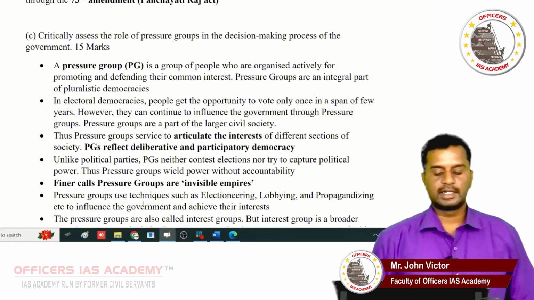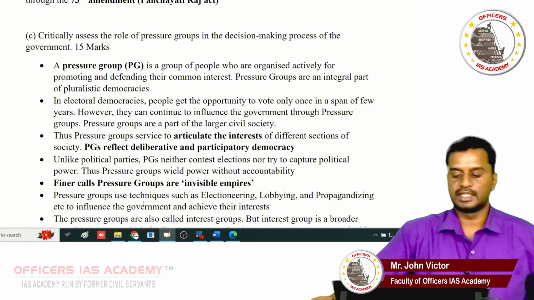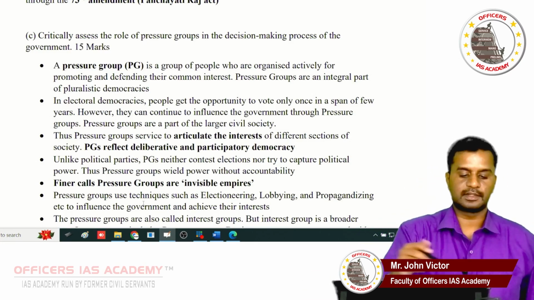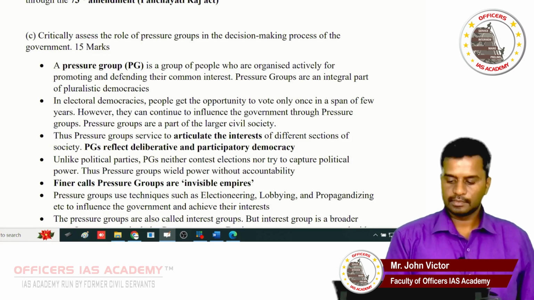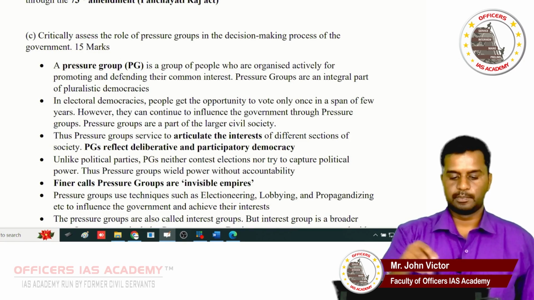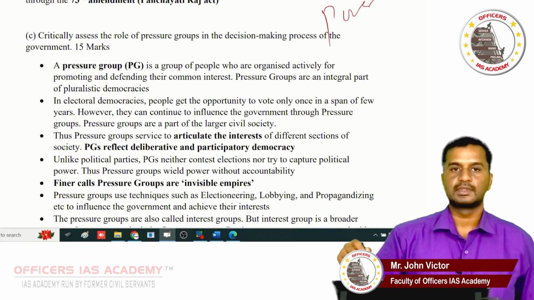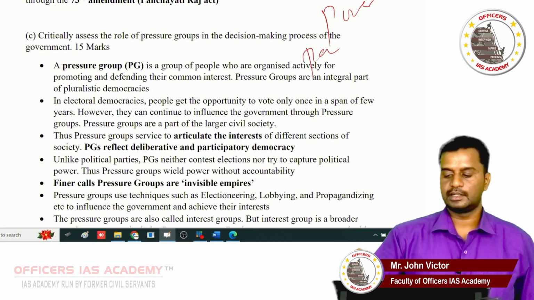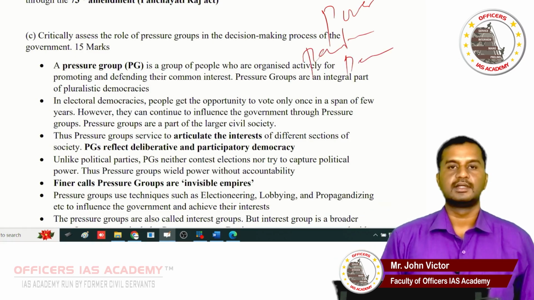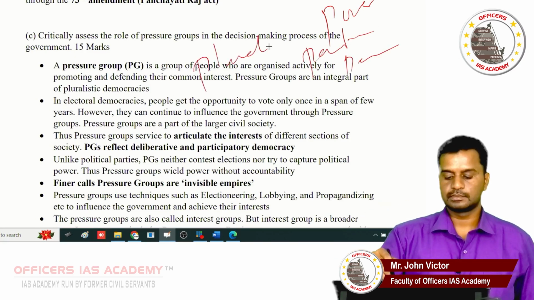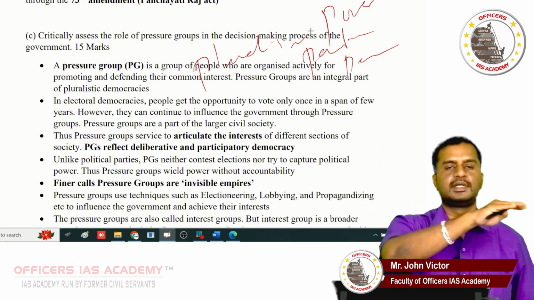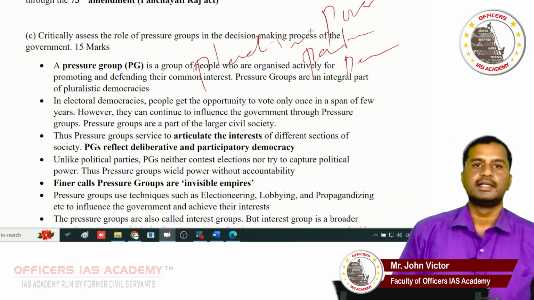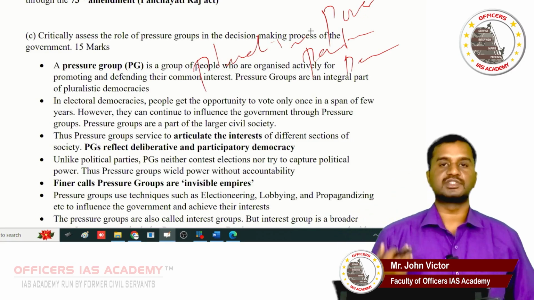Question C. Critically assess the role of pressure groups in the decision-making process of the government. Here, the key concepts are power, participatory democracy, pluralism, and so on. Mention these key concepts. Take from Paper 1 Section A. Then write elaborately about pressure groups.